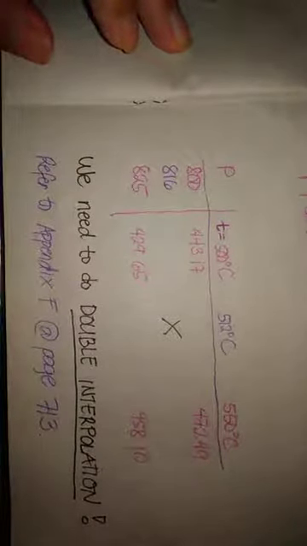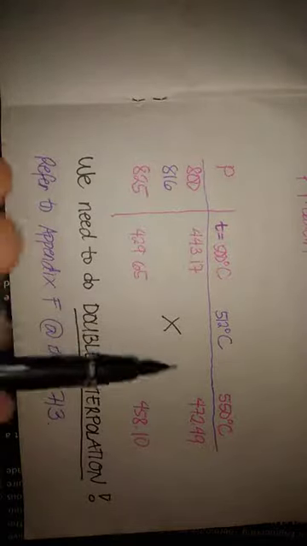So I will have you work on this. Try to solve it at home, since this is a work from home or distance education set up. So in the comfort of your own home, you solve for x. If you get confused solving for x, it is double interpolation. How to do double interpolation? You go to Appendix F at page 713 of the book by Van Ness.